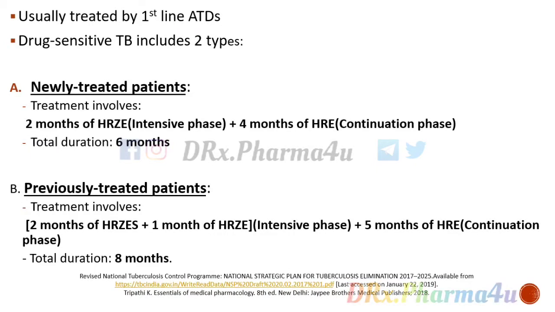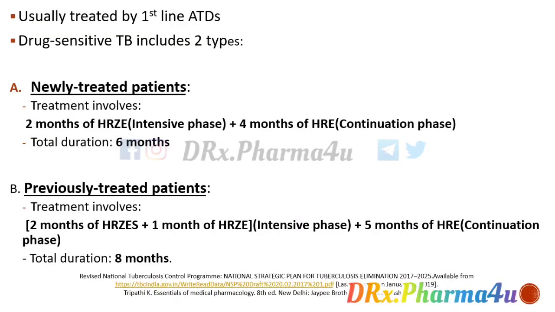So the intensive phase is 2 months of therapy. We will use HRZE, and in the continuation phase, we will use HRE. That means Z is not there. As I told you before, pyrazinamide is never used in the maintenance or the continuation phase. So 4 months of HRE. So 2 plus 4 is equal to 6 months of therapy.